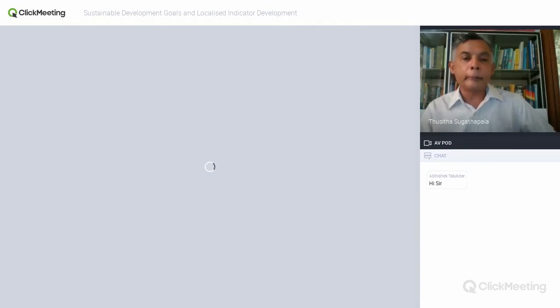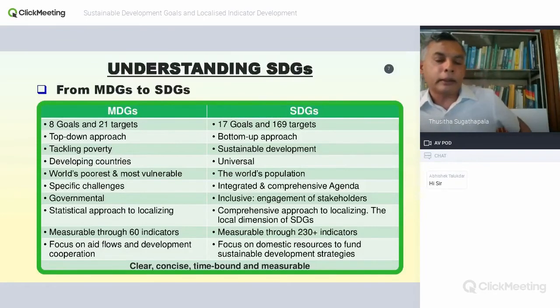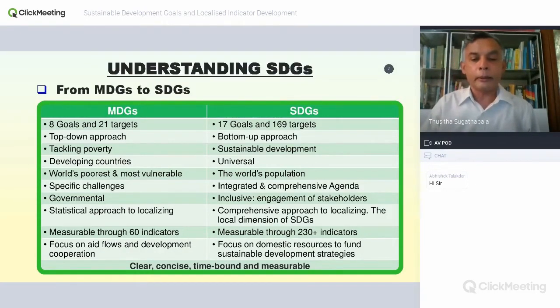When you look at the main differences, we see how far the SDGs are superior to MDGs. This compares some of the key elements. I don't want to go into detail there, but this highlights how balanced the SDGs are, or how they cover the whole topic. The comprehensiveness is highlighted through this slide. So we are looking at these different approaches, number of goals, the challenges, the involvement of stakeholders, and the indicators. All of these have a higher weightage in SDGs. But the only common thing is that both MDGs and SDGs had clear, concise, time-bound, and measurable targets and indicators. That's the common thing, but there are many differences.